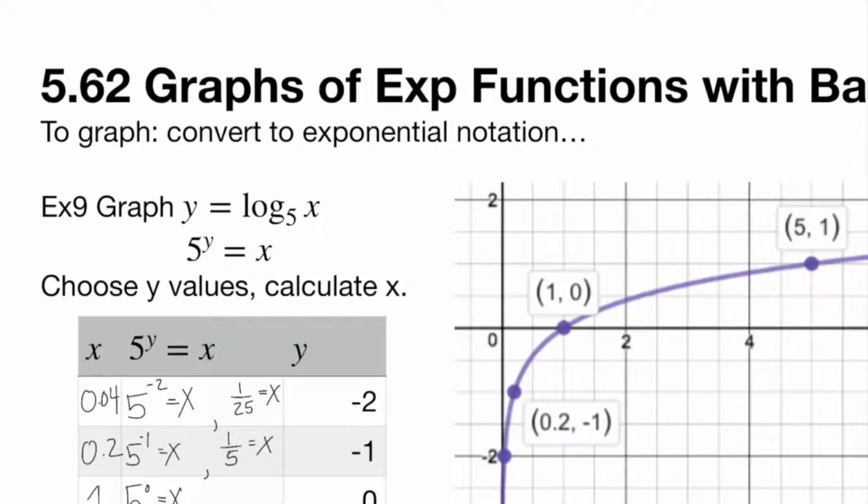Welcome to section 5.6, day 2. This is graphs of exponential functions with base e and applications. So check this out. We want to graph y equals log base 5 of x. And the big strategy is going to be to convert it to exponential notation. So you get y is the exponent, 5 is the base, and x is the power. So you can switch these around and rewrite it as 5 to the y equals x.